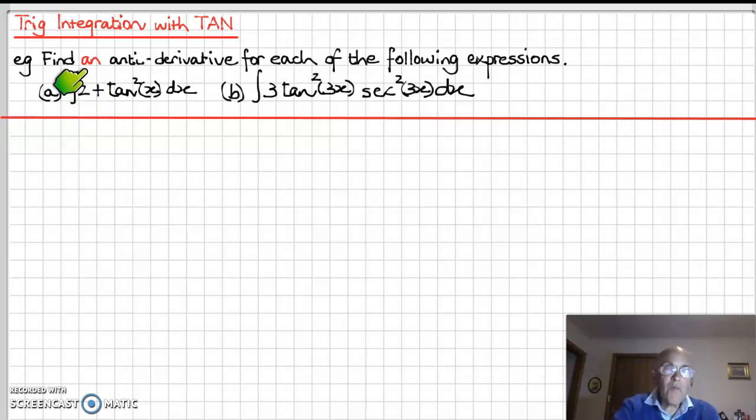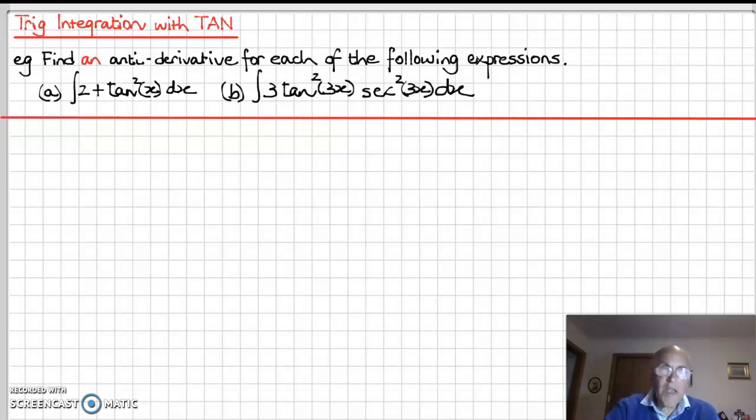You'll notice here, I've put in red, find an antiderivative of each of the following expressions. An antiderivative means a specific antiderivative, not a general antiderivative. If they ever use the word an antiderivative, then you don't have to put the plus c. If you do put the plus c, it's all right, they won't mark you wrong, but you don't have to, because they're saying a specific antiderivative. So if you don't put the plus c in, you are still perfectly correct.